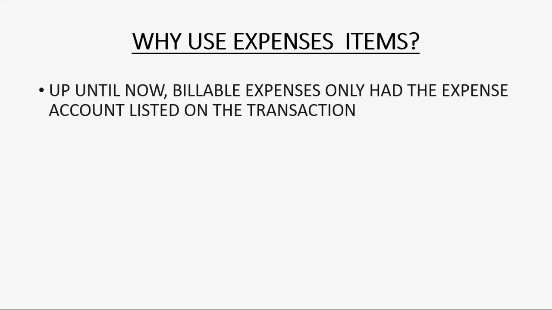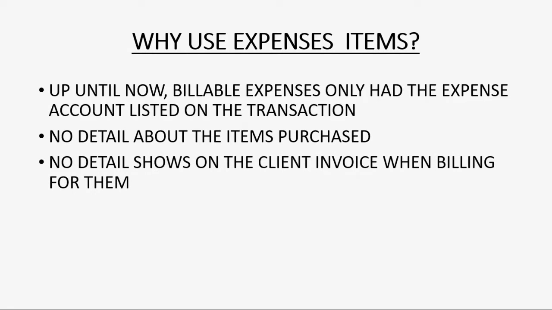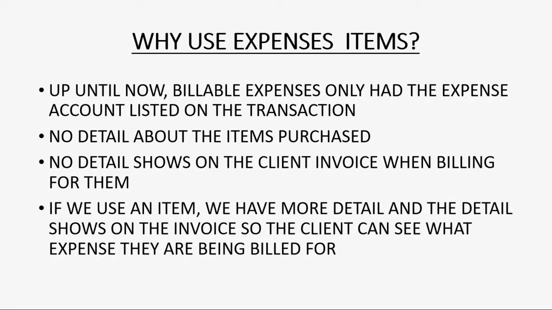Well, we use expense items because up until now, billable expenses only had the expense account listed on the transaction. There was really no detail about the items purchased. There's no detail that shows the clients when billing for them exactly what was physically used and what they're getting billed for. If we use an item, however, we have more detail and the detail shows on the invoice so the client can see what expense they are being billed for.